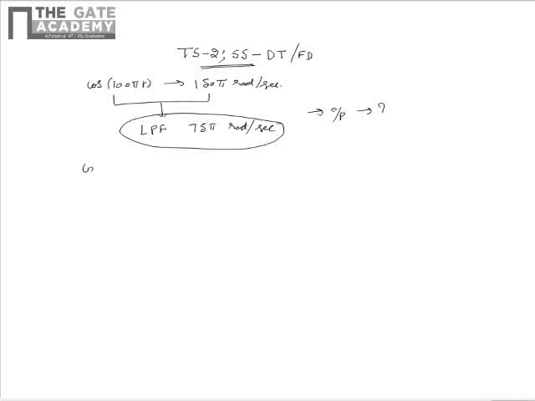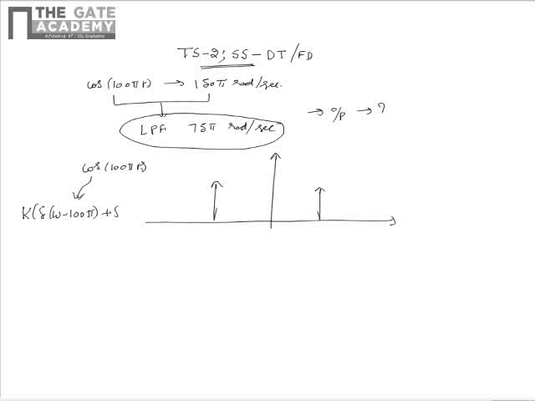So from the given data we see that the input signal is cos 100 pi t and the frequency representation of cos 100 pi t will be as shown. We know that the frequency representation of cos 100 pi t will have a form of k multiplied by delta of omega minus 100 pi plus delta of omega plus 100 pi. From this we see that the frequency representation of cos 100 pi t will have an impulse at minus 100 pi and another impulse at plus 100 pi.